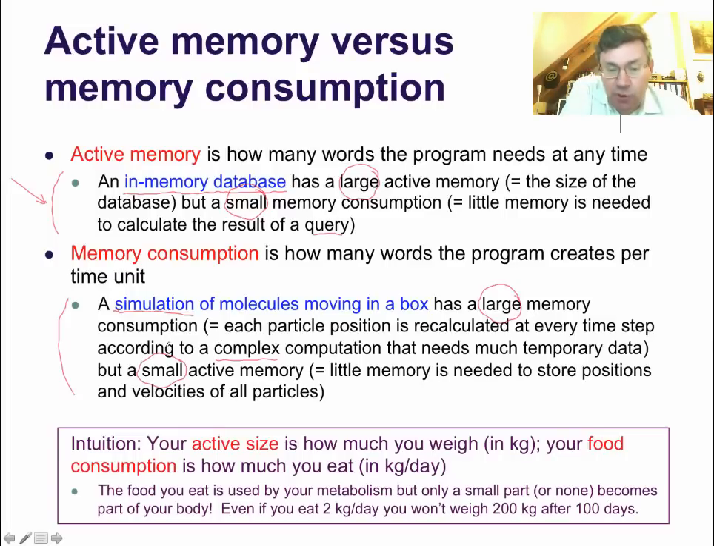All it has to do is store the positions and velocities of the particles. So in the simplest case, it would be 3 real numbers for XYZ position and 3 real numbers for XYZ velocity, and that's it. So the active memory is very small, but the memory consumption is very large. That's a second example. So you can see the quite different meanings of these two concepts and where they're useful.